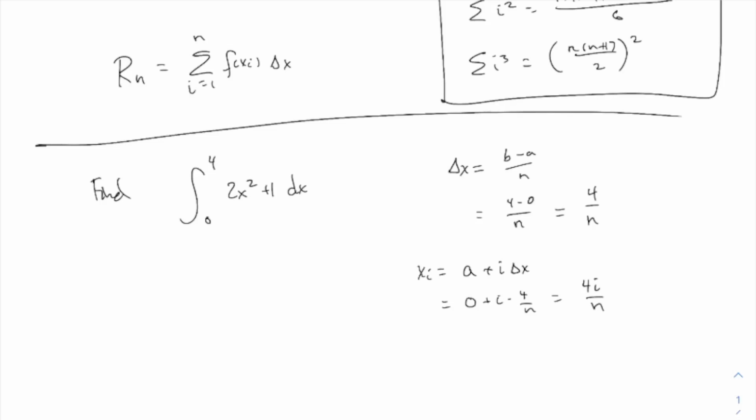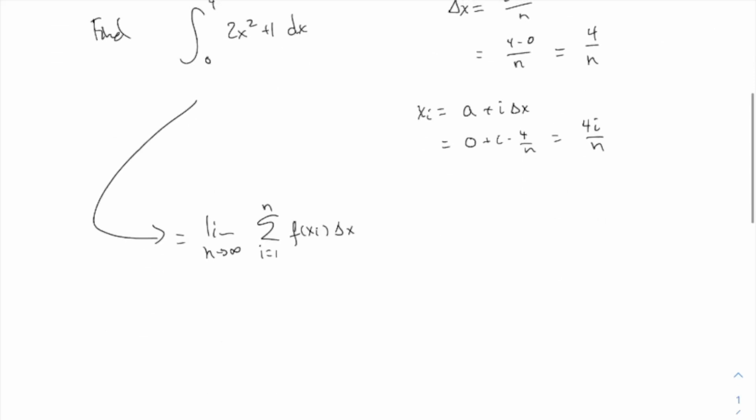All right, so let's see if we can plug this in. The definition says the integral is the limit as n goes to infinity of Rn, which is the sum, i equals 1 to n, of f of xi delta x. Sorry, I'm off the bottom. That's the definition of the integral as a Riemann sum. And everything that comes next is just a bunch of plugging stuff in and simplifying and eventually taking the limit at the end, which is a bit of a journey because there's just a lot of steps to it.